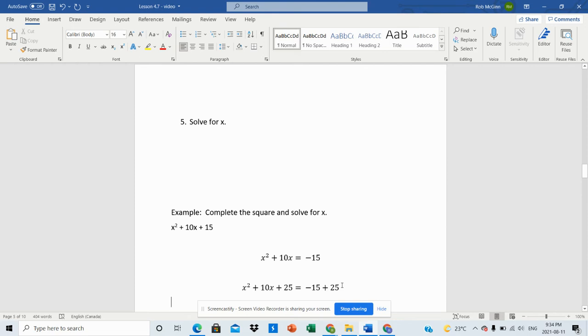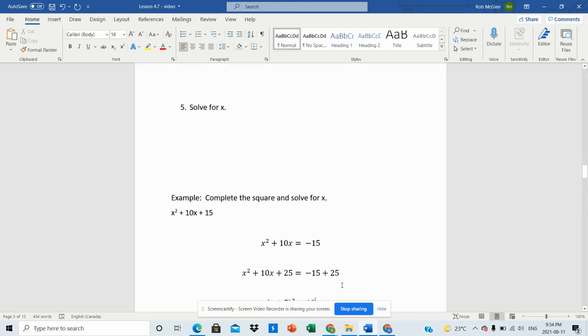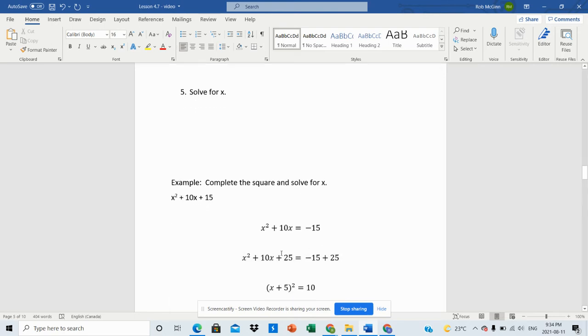All right. So we know the left-hand side is now a perfect square. We're just going to tidy things up here a little bit. And I'm actually going to write this as a squared. So we know that this will go to x plus 5 squared. And that'll be equal to minus 15 plus 25, which is just 10.